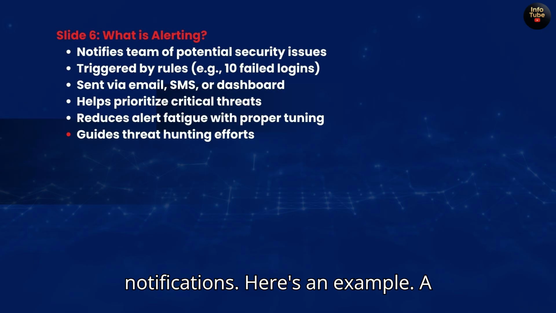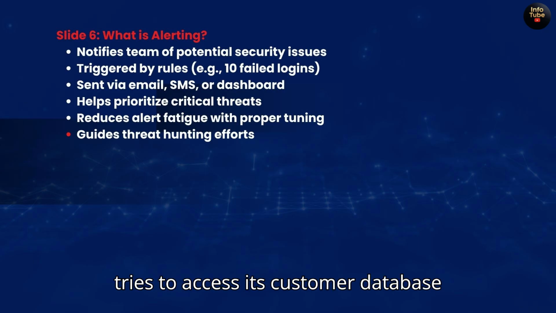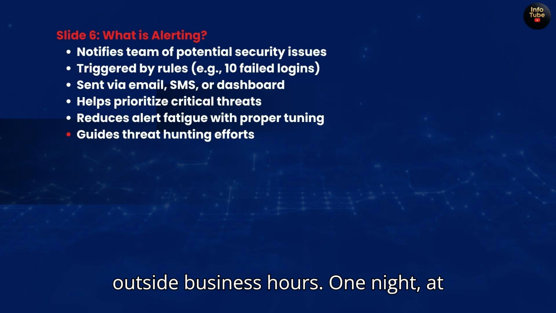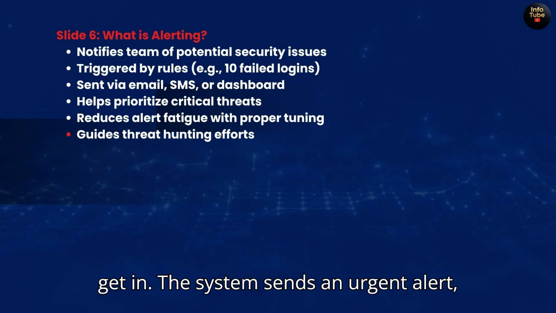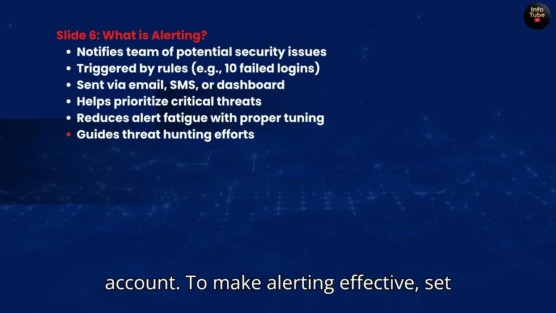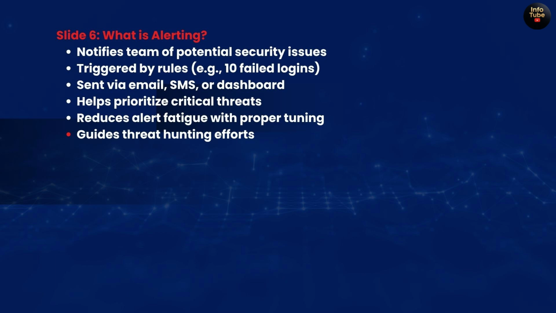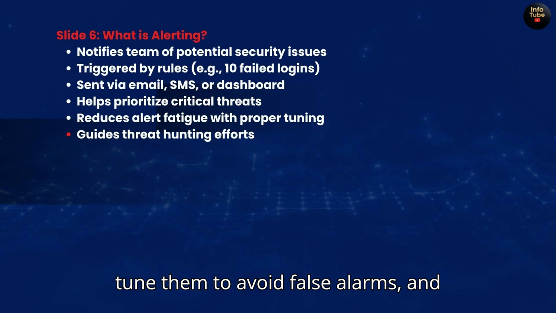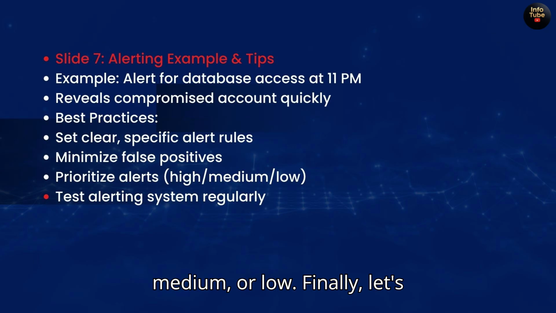Here's an example. A bank sets up its SIEM to alert if anyone tries to access its customer database outside business hours. One night, at 11 p.m., an employee's account tries to get in. The system sends an urgent alert, and the team finds out it's a hacked account. To make alerting effective, set clear rules for what triggers an alert. Tune them to avoid false alarms, and prioritize alerts by severity: high, medium, or low.